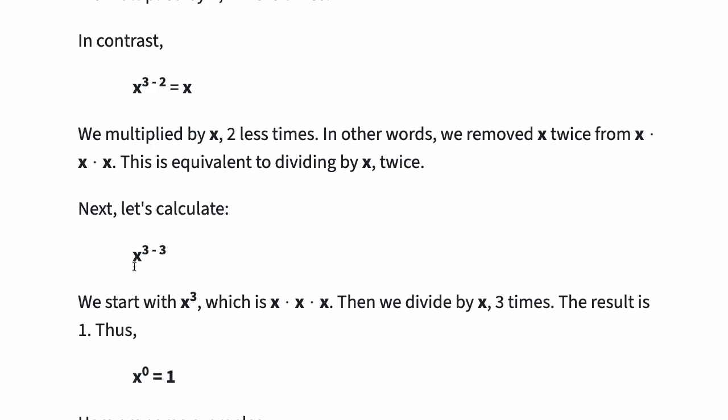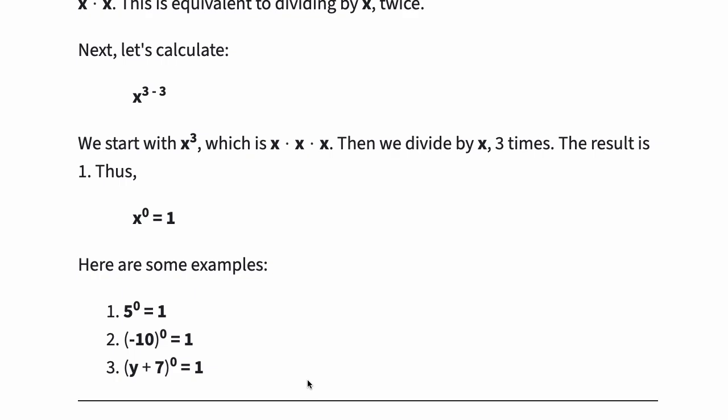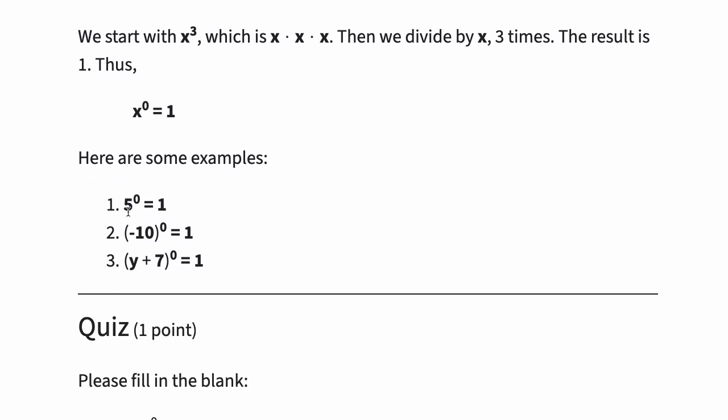Next, let's calculate x to the 3 minus 3. We start with x cubed, which is x times x times x. Then we divide by x 3 times. The result is 1. Thus, x to the 0 equals 1. Here are some examples. 5 to the 0 equals 1, negative 10 to the 0 equals 1, and y plus 7 to the 0 equals 1.